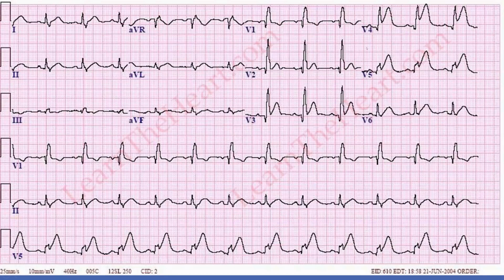And then here's another example. You can see, obviously, this is wide. I find my J point, I back up 0.04, and that is a positive deflection there. So this would end up being a right bundle branch block, in which case we should be able to read through that material.